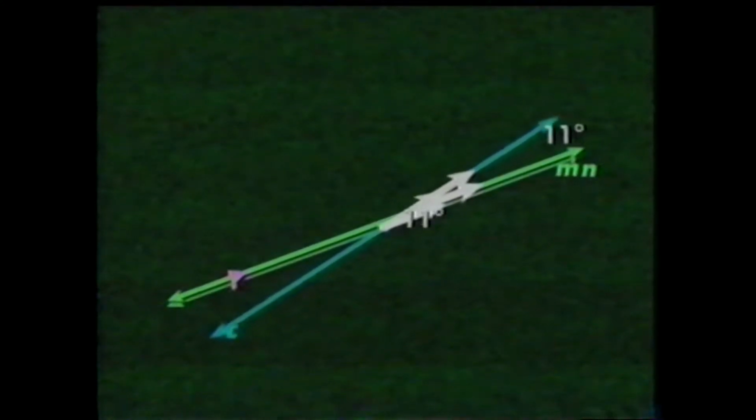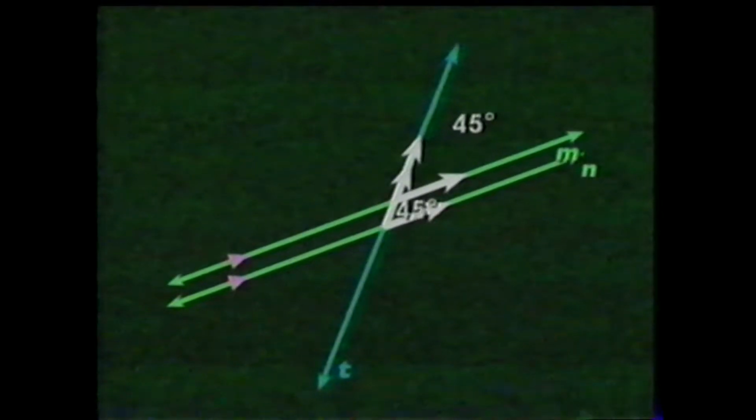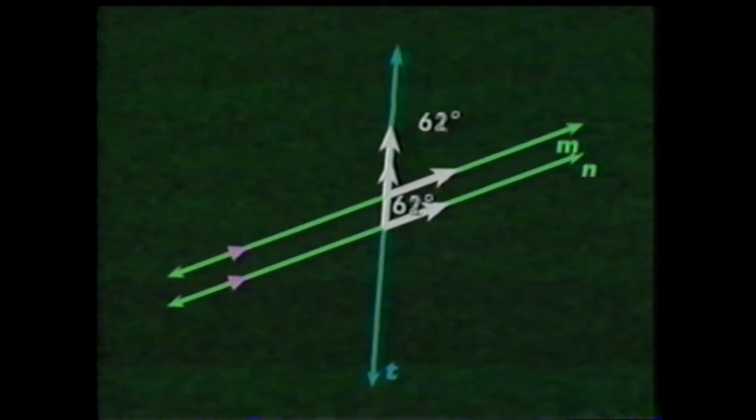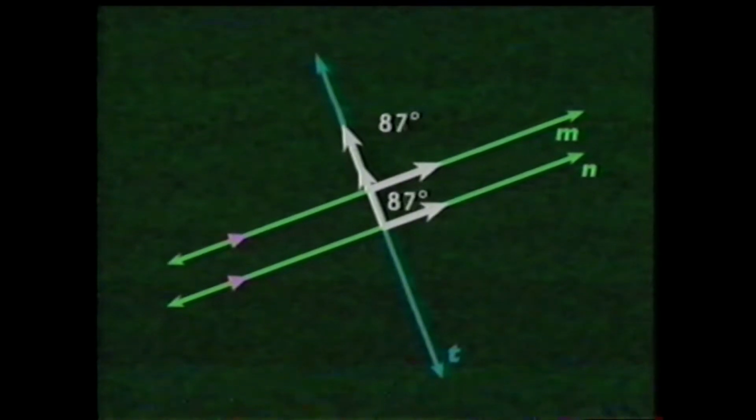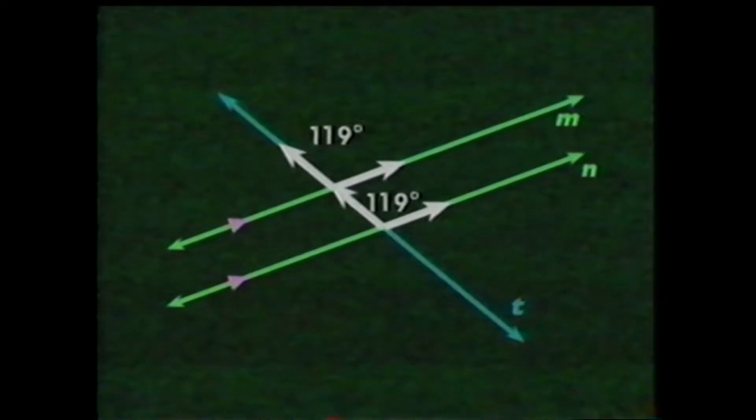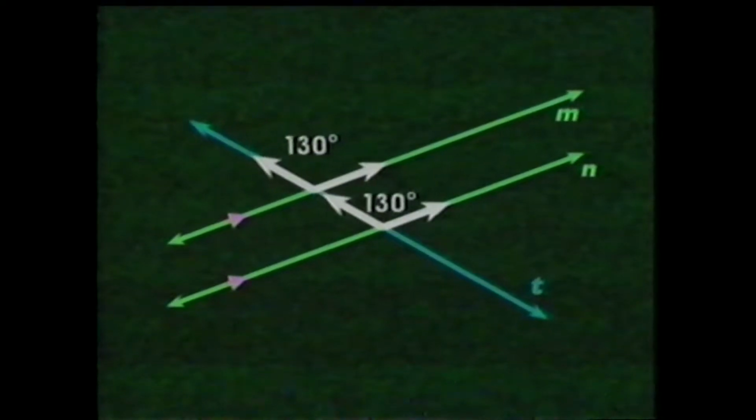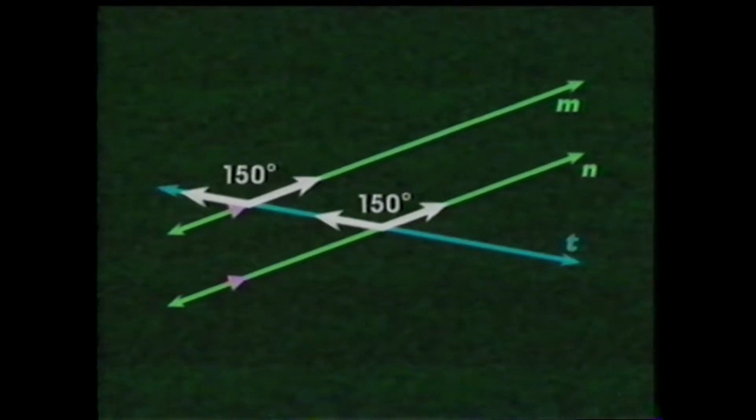Now, the angles are increasing in size. Here, each of the angles is 150 degrees. What happens to the positions of the lines as the angles become larger and larger?